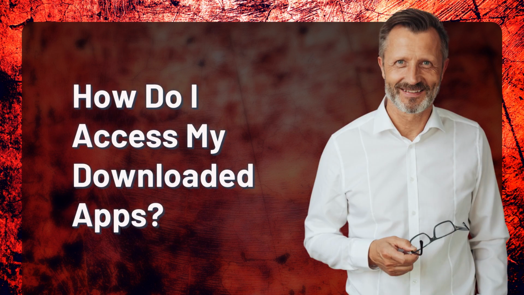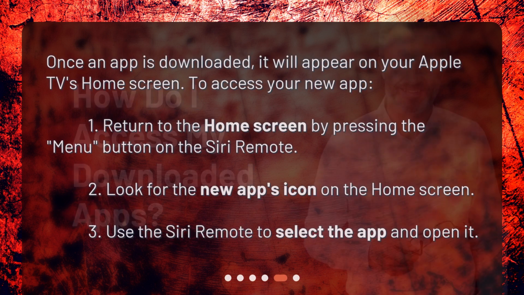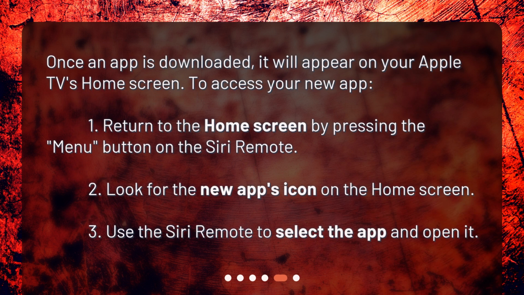How do I access my downloaded apps? Once an app is downloaded, it will appear on your Apple TV's home screen. To access your new app, 1. Return to the home screen by pressing the Menu button on the Siri remote. 2. Look for the new app's icon on the home screen. 3. Use the Siri remote to select the app and open it.